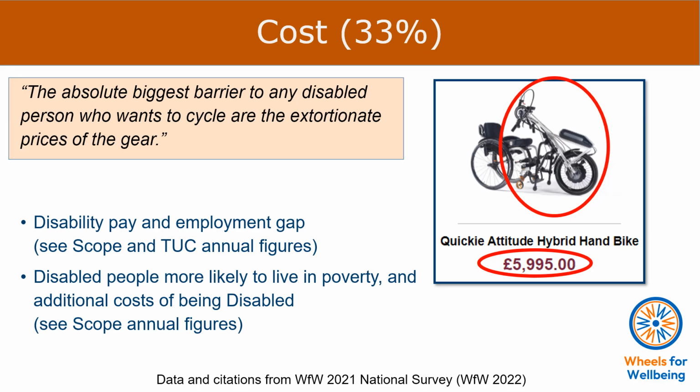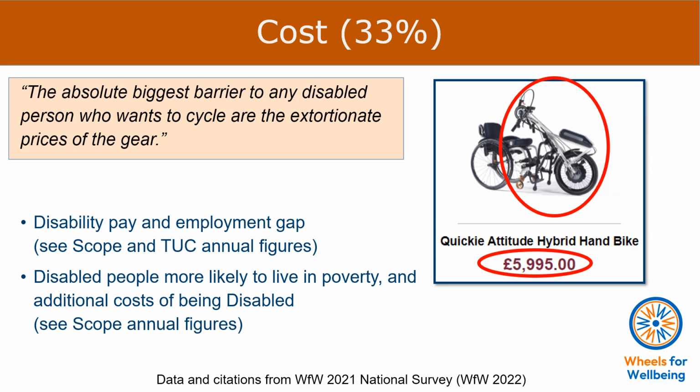On the screen, I have an example to illustrate the cost of non-standard cycles for disabled people. And again, this is purely illustrative, and I could have picked one of many examples. So on the screen is a picture of a Quickie Attitude hybrid hand bike. So this is a hand cycle that attaches to a wheelchair.